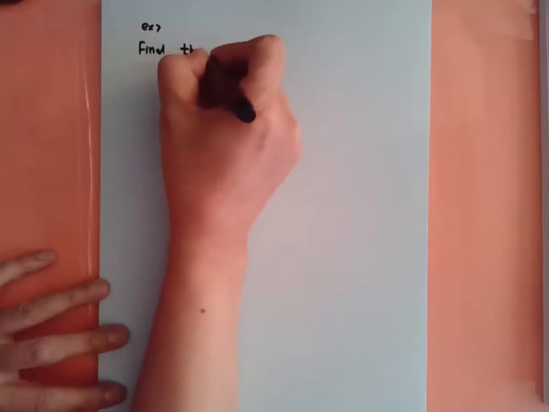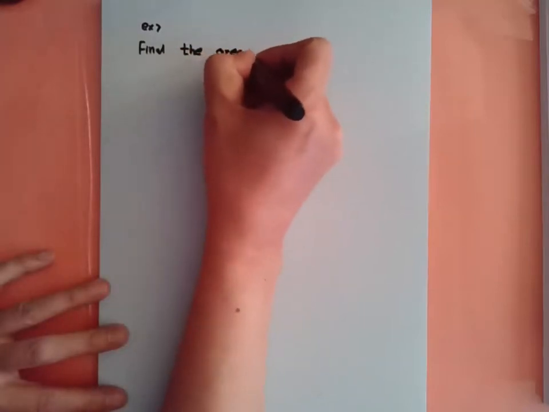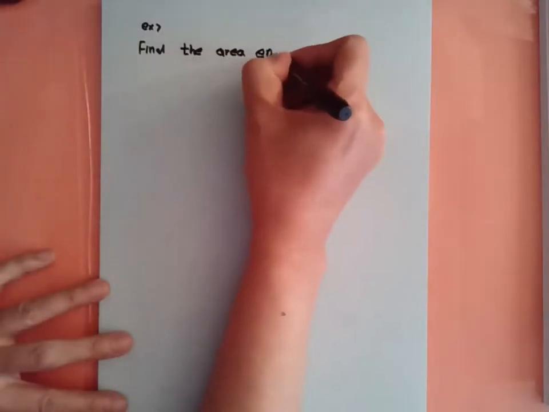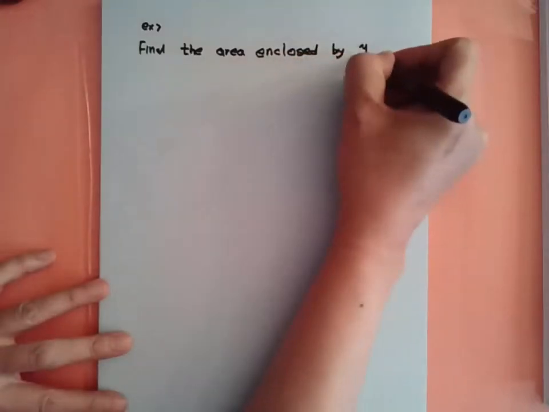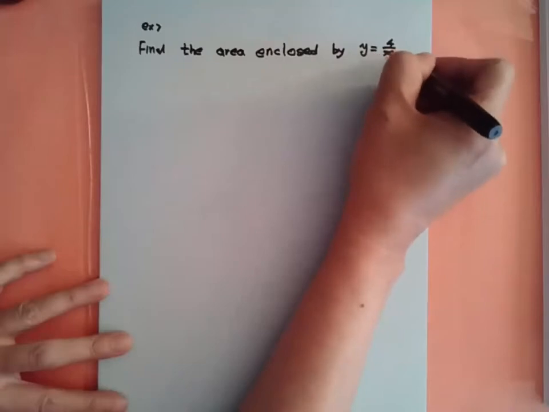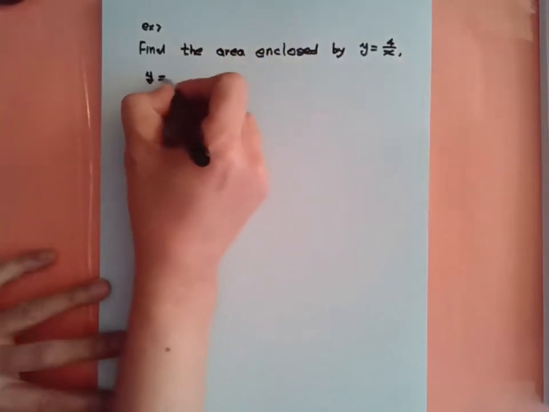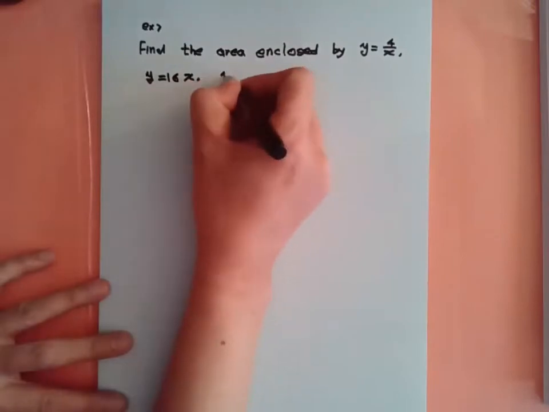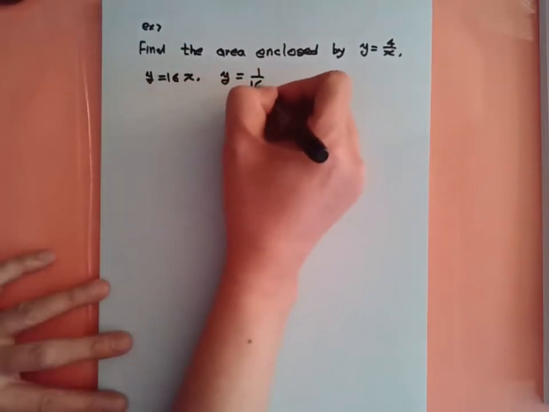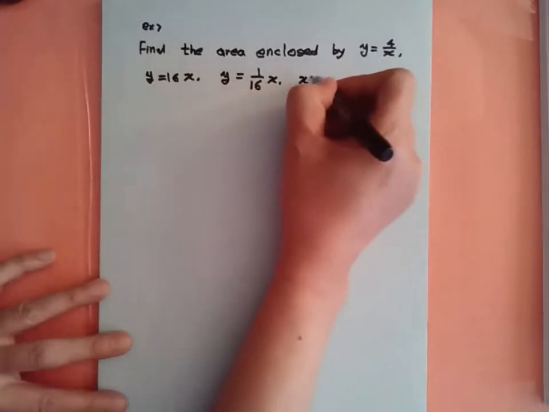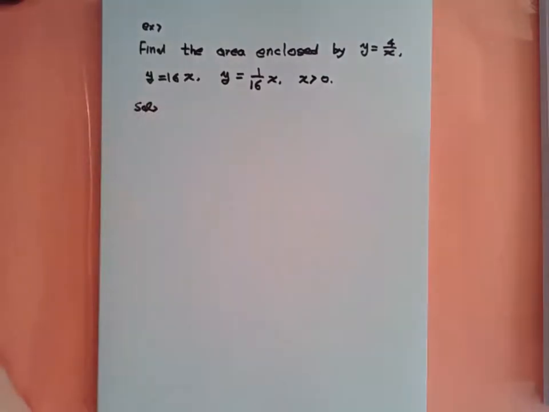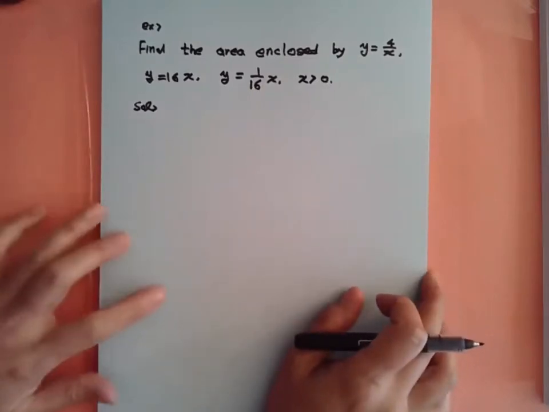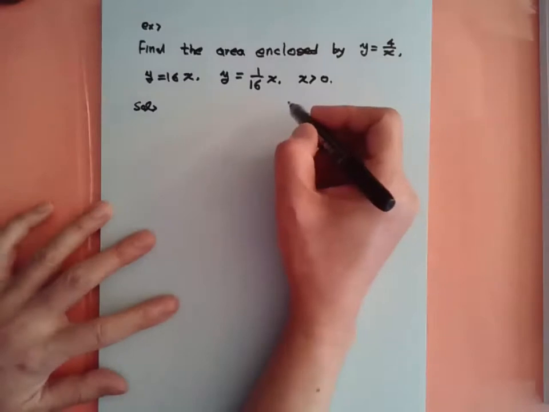Find the area enclosed by y equals 4 over x, y equals 16x, and y equals 1 over 16x, where x is greater than 0. We have 3 curves, and we want to figure out the area enclosed by the 3 curves.